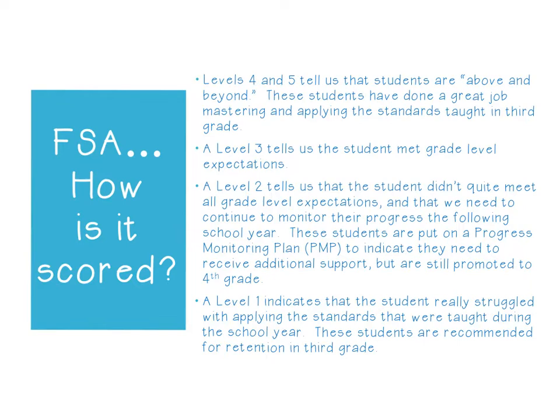A level 3 tells us that students did meet grade level expectations. A level 2 tells us that students still have some things that they need to work on. So if a student scores a level 2, they get put on what's called a progress monitoring plan, or PMP. You may have heard of those before, and all these do is they indicate that the student is still working on meeting the standards and does need to receive some additional academic support. A level 1 indicates that a student really struggled applying the standards that they were taught during the school year, and they are recommended for retention in 3rd grade.